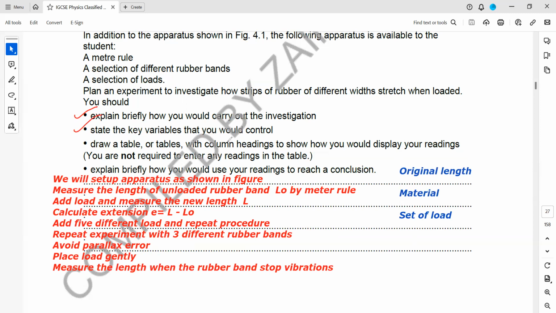Then draw a table or the tables with a column heading. So what is the table or the tables? So we are measuring L, because L naught is measured one time. So we don't need a column for that, because L naught is the original length. We'll measure one time. L is what we are measuring, and then we are calculating extension. And the load is there.